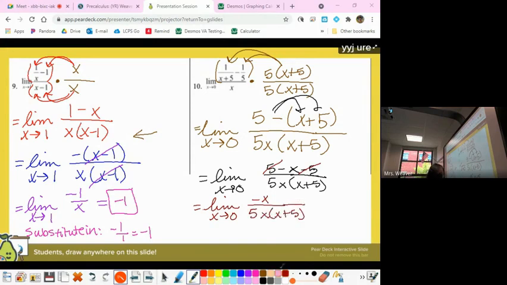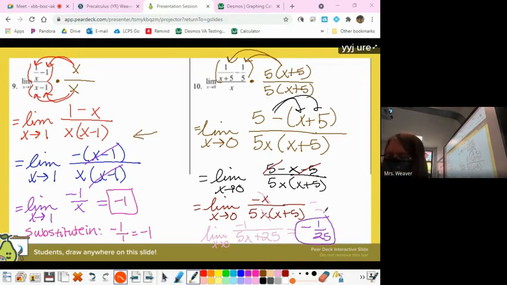Then the x's cancel. So that just equals the limit as x approaches 0 of negative 1 over, and now I can distribute that to 5x plus 25. And now we can substitute in. So now if I substitute in 0, 0 times anything is 0 plus 25, that gives me negative 1 over 25. Negative 1 over 25.